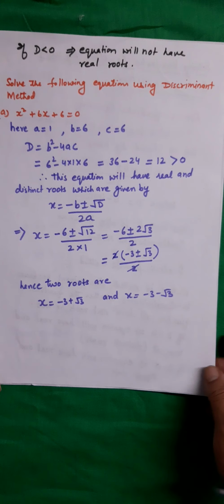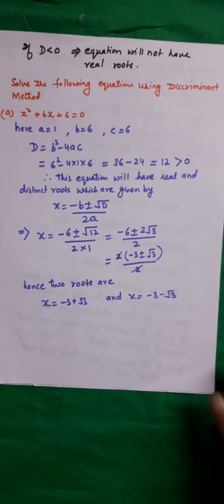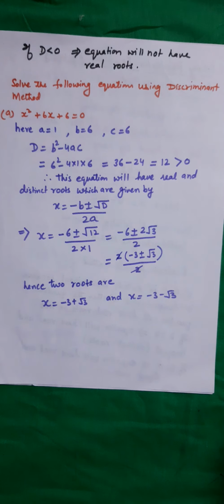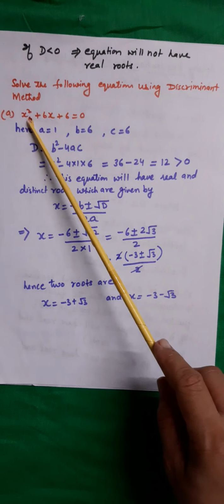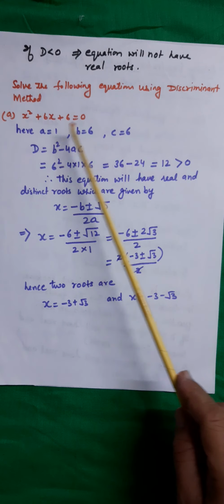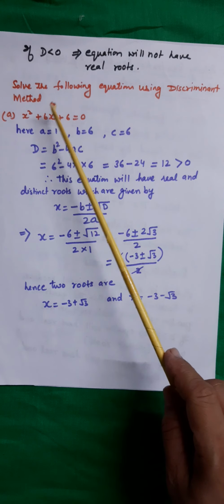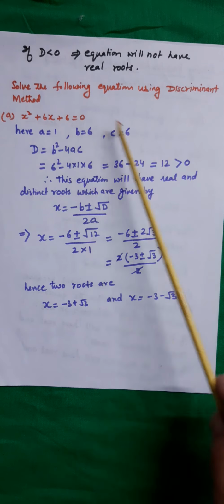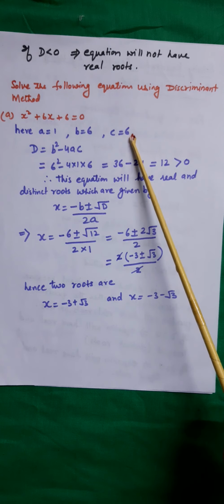Solve the following equations using the discriminant method. x square minus 6x plus 6 is equal to 0. Here, let us find out a. a is the coefficient of x square, so a is equal to 1. b is the coefficient of x, so b is equal to 6. And c is the constant term, that is 6.